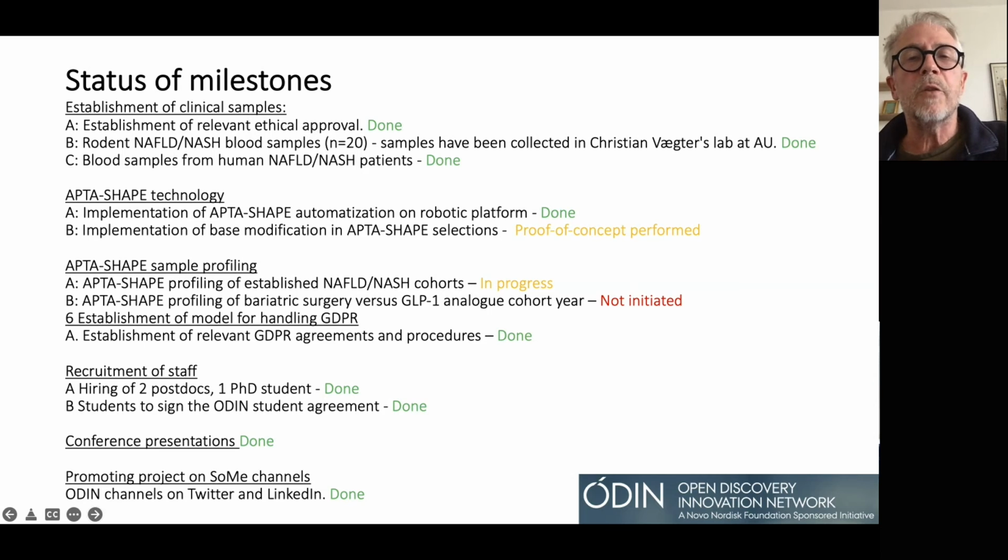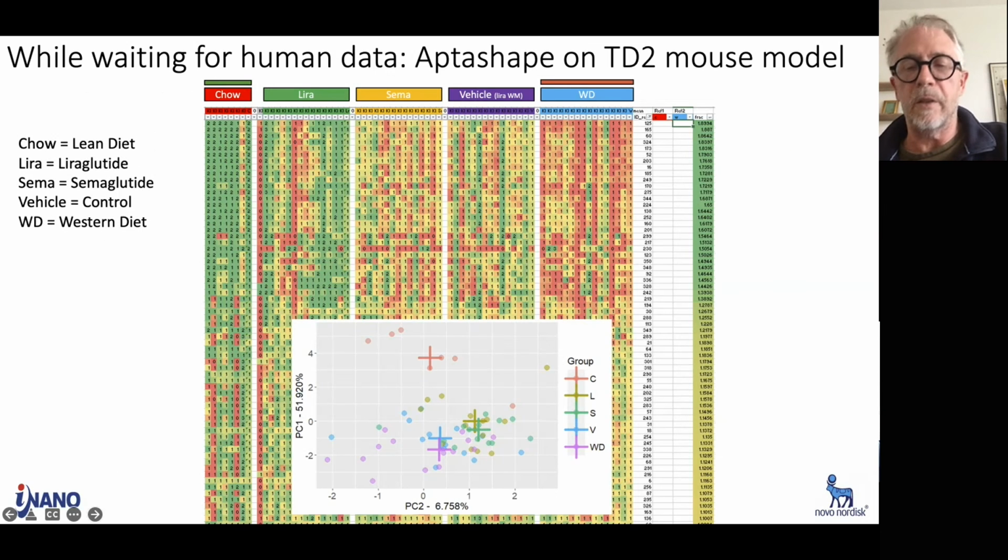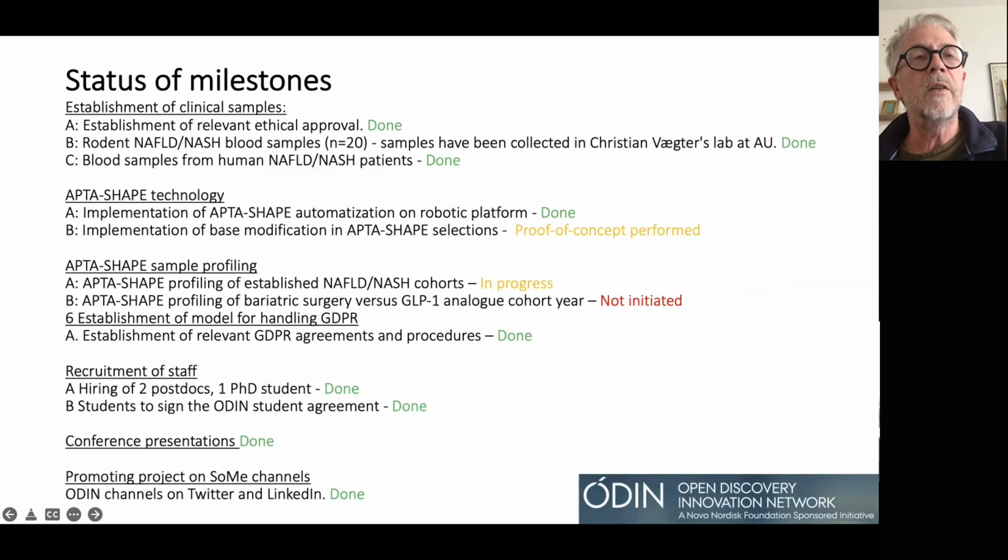And yeah, so we are in progress doing these cohorts. We have got all the data and are now analyzing them. And then we also have a project that we still need to do, which is to compare blood from people that undergo surgery to the GLP-1 analog treatment. And that will come up. And the rest of it is kind of more trivial things.